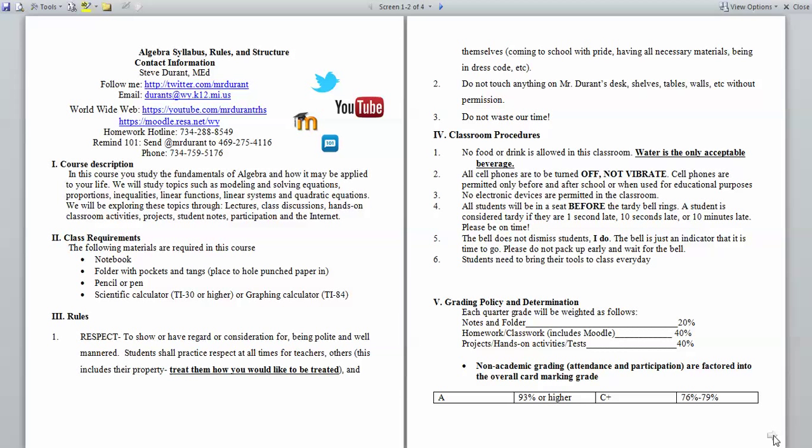You need to be in the classroom before the bell rings. You are considered late if you are 1 second, 10 seconds, or 10 minutes late. So please try to be on time. Please try to bring everything you need to class every day.